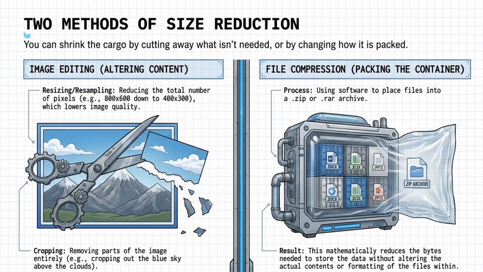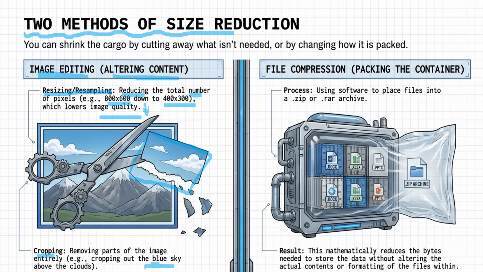Here are two methods of size reduction. The first, image editing or altering content: resizing or resampling, reducing the total number of pixels, here 800 height and 600 width down to 400 height and 300 width, which lowers image quality. And cropping, removing part of the image entirely, e.g. cropping out the blue sky above the clouds.